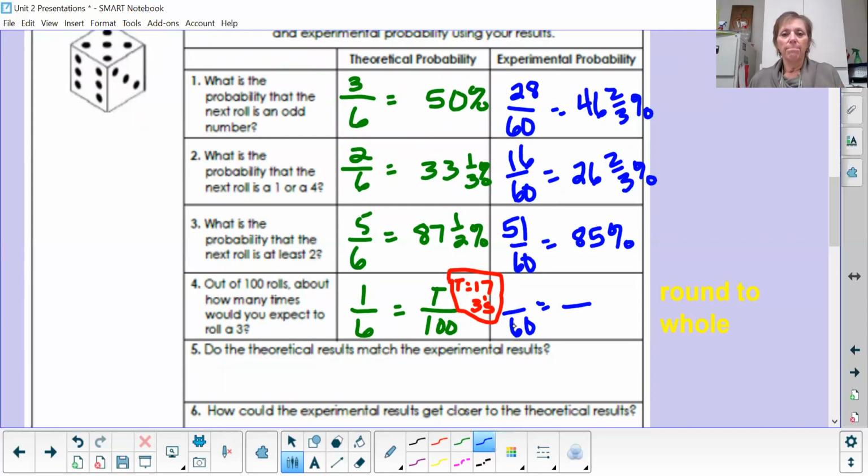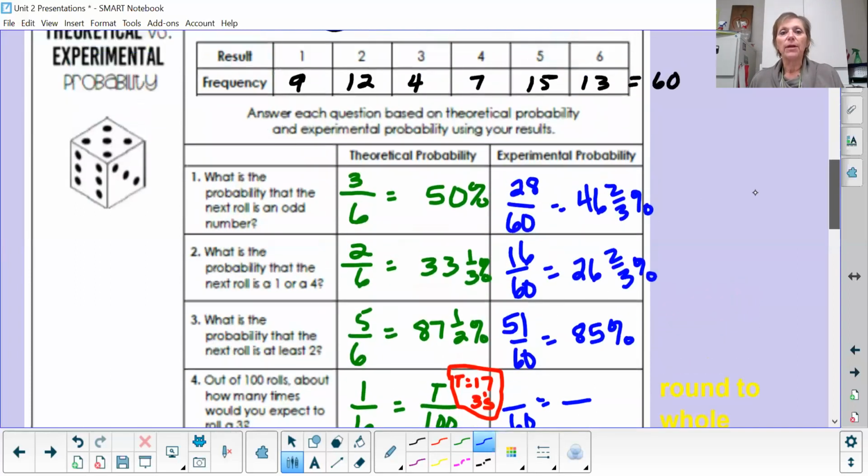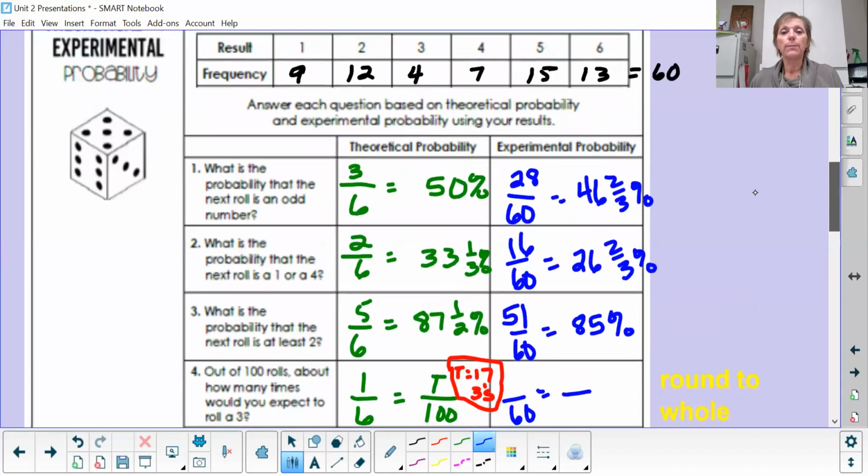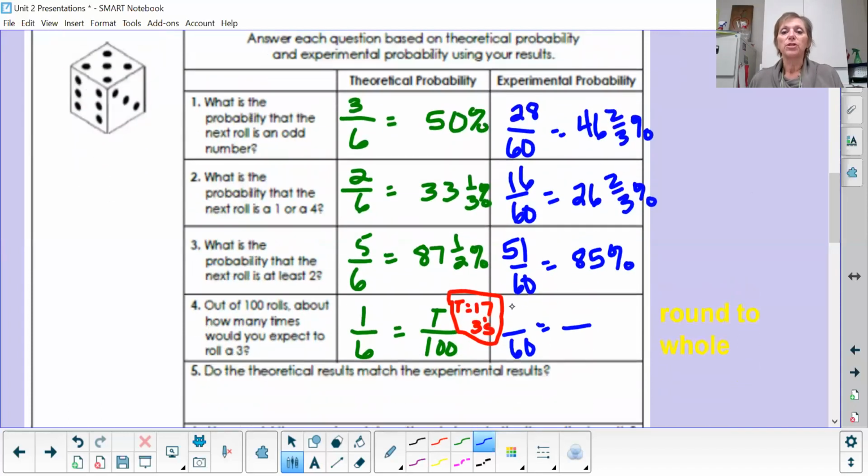Okay, what do we want? Our favorables. Out of 100 rolls, about how many times would you expect to roll a 3? So let me look back at my data. How many 3s out of that small sample? 4. So I'm going to assume to continue, and this is out of 100.